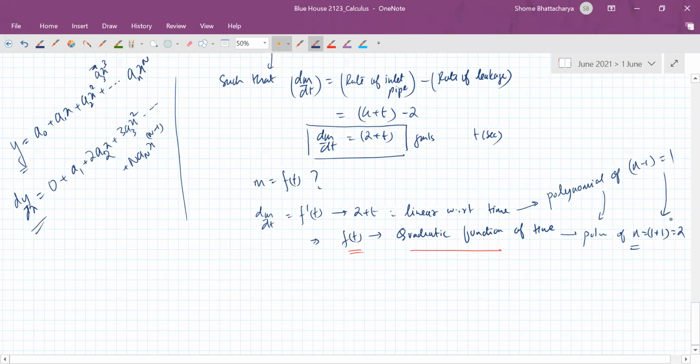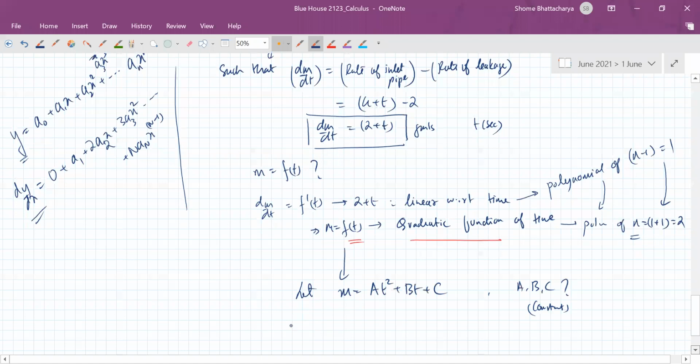This is a piece of observational logic that when we differentiate any polynomial, we get another polynomial of 1 less degree. So a cubic function differentiated gives us a quadratic function. A quadratic function differentiated gives us a linear function. A linear function's derivative is a constant, so its degree is 0, like that. Okay. So if it's a quadratic function, suppose m is equal to some at square plus bt plus c, where a, b and c are unknown constants. Now our job is to find these three so that we know m as a function of time.